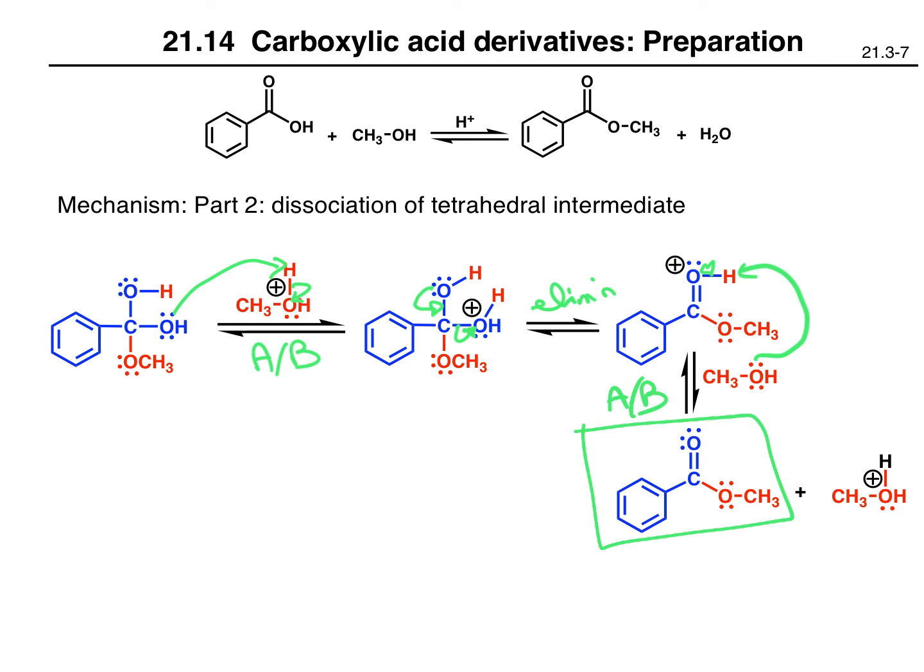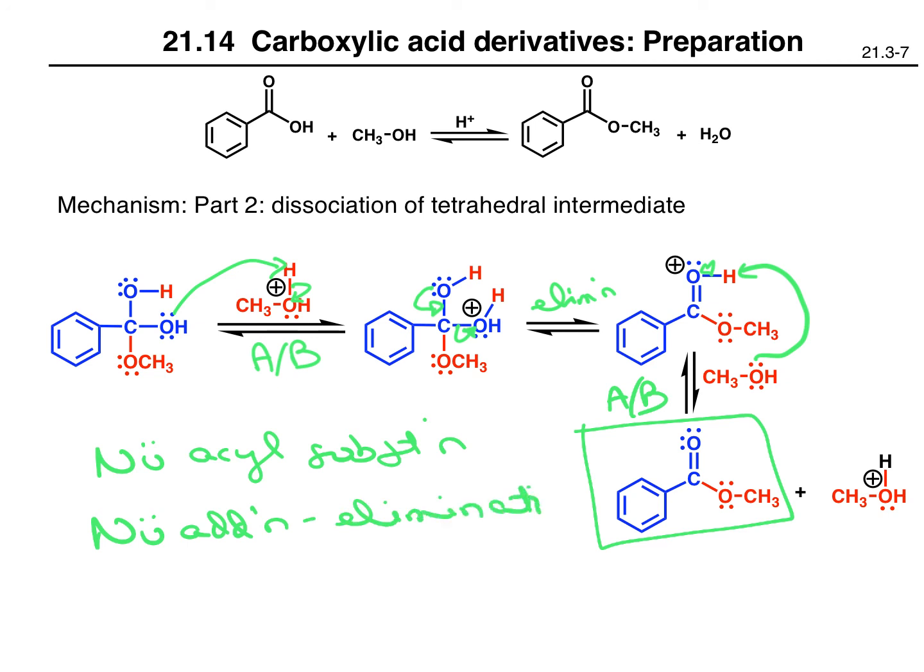So this mechanism overall is nucleophilic acyl substitution, and it's also often referred to as nucleophilic addition elimination, because formation of the tetrahedral intermediate happens through the nucleophilic addition, and then the dissociation of the tetrahedral intermediate happens during the elimination.